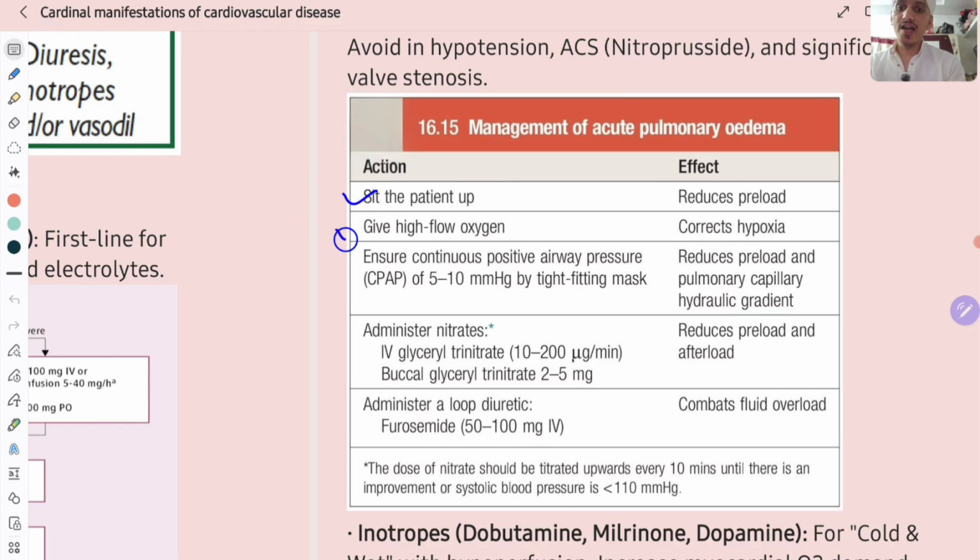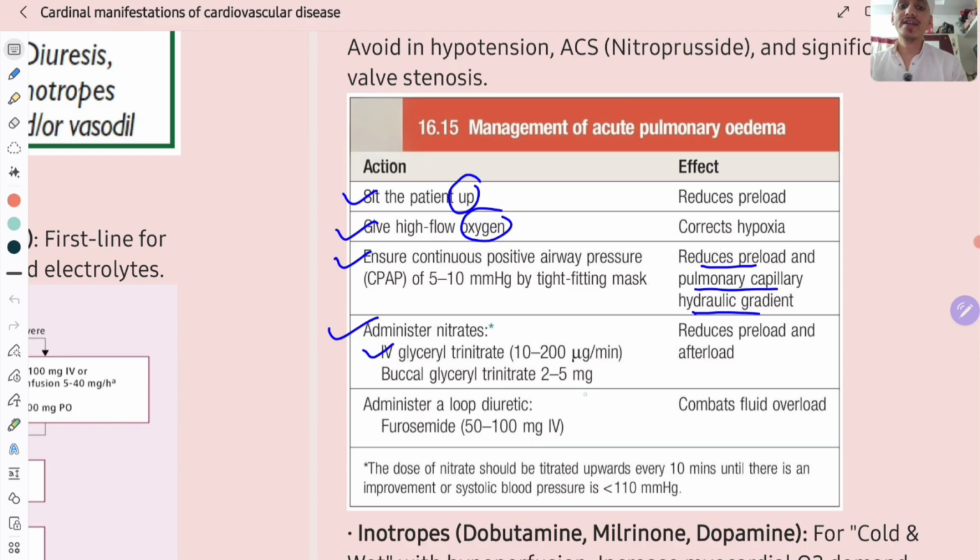And give high flow oxygen. That will correct hypoxemia. If that high flow oxygen is not working, ensure CPAP of 5 to 10 mmHg by tight fitting mask. It reduces preload and pulmonary capillary hydraulic gradient also. So now patient is sitting up, you are giving oxygen, patient is stabilized. Now you give nitrates, either IV or buccal, okay, or sublingual also if you don't have buccal.